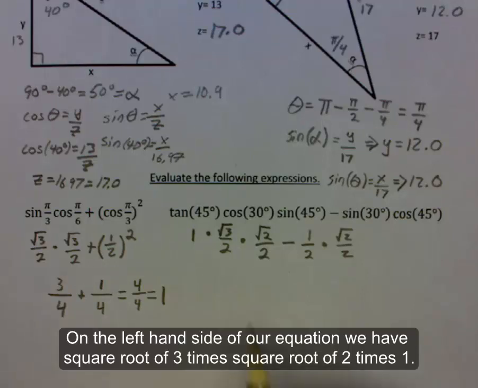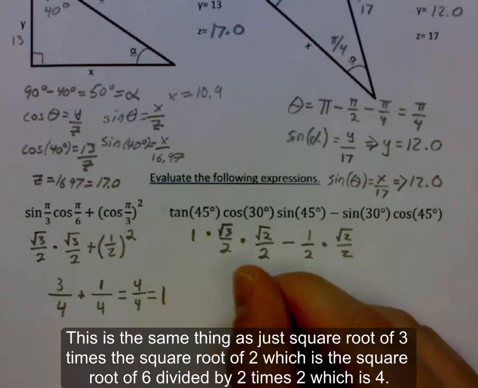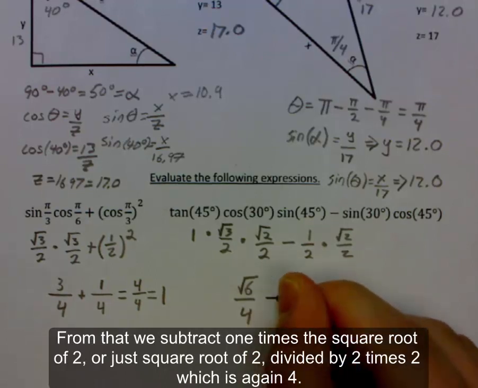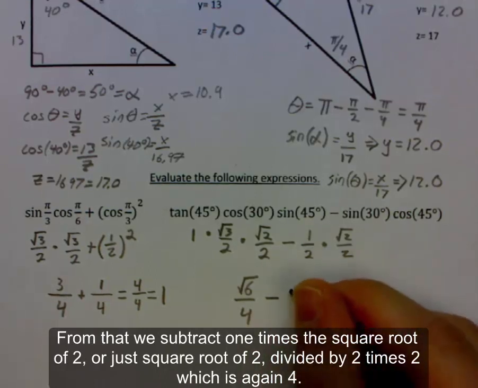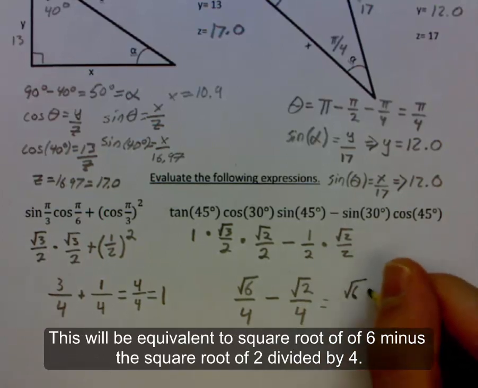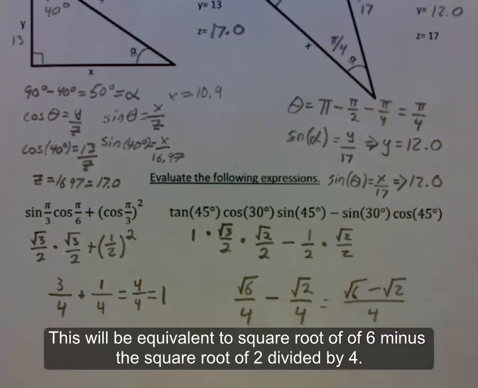On the left-hand side of our equation, we have square root of 3 times square root of 2 times 1. This is the same thing as just square root of 3 times the square root of 2, which is the square root of 6, divided by 2 times 2, which is 4. From that, we subtract 1 times the square root of 2, or just square root of 2, divided by 2 times 2, which is again 4. This will be equivalent to square root of 6 minus the square root of 2 divided by 4.